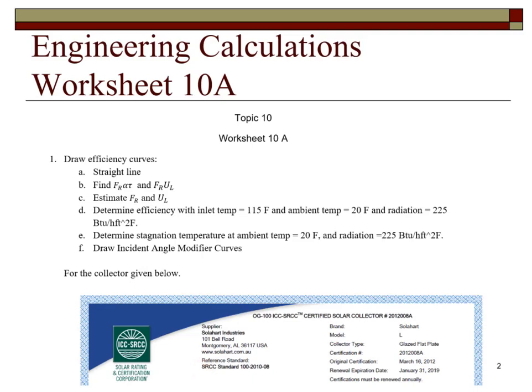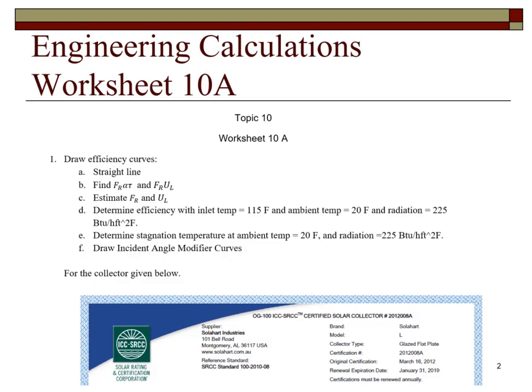On worksheet 10A, with the information in the Solar Rating and Certification Corporation technical sheet for a Solar Heart Model L, we are to draw the straight line efficiency curve, find F sub R, absorptivity, transmissivity, and F sub R U sub L. We are to estimate the values for F sub R and U sub L.